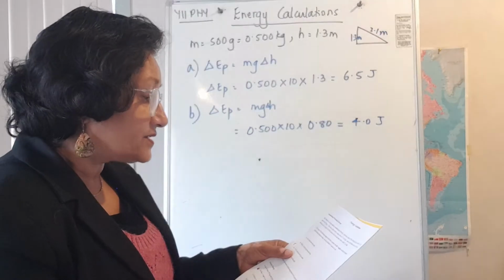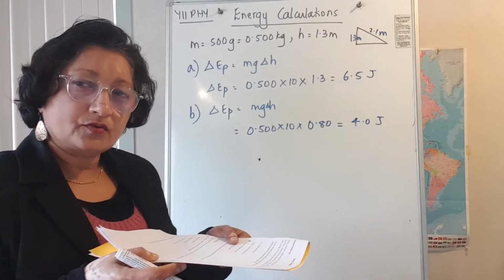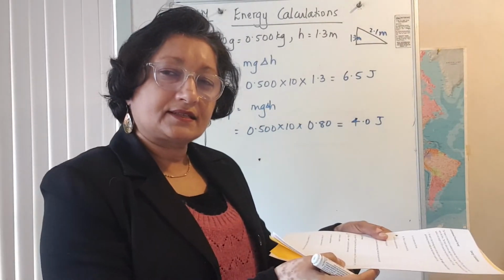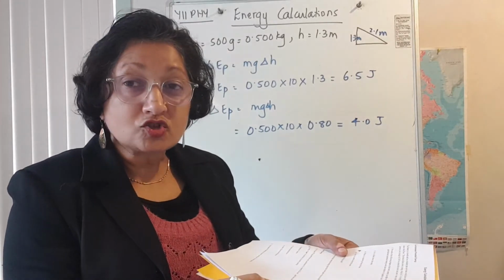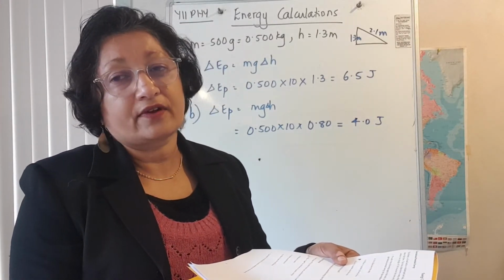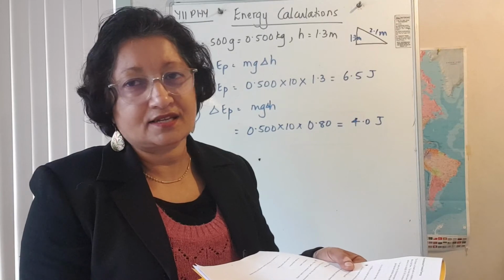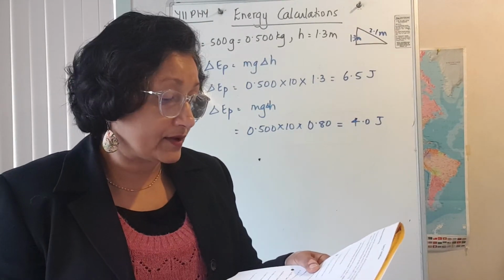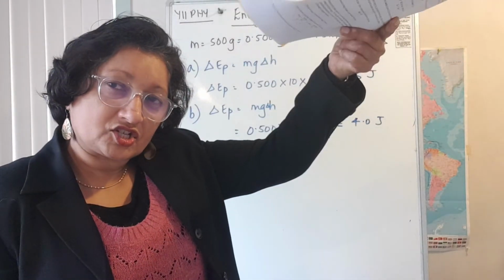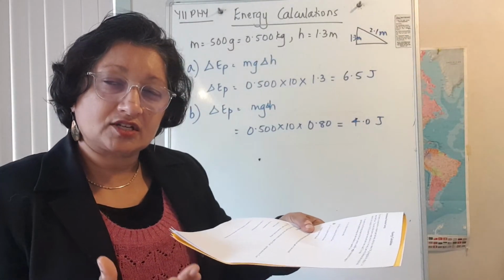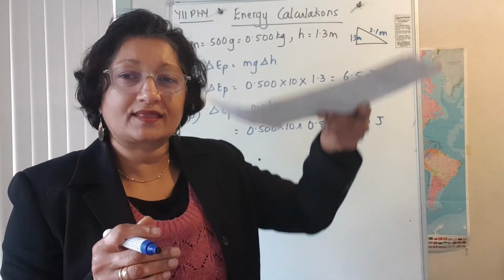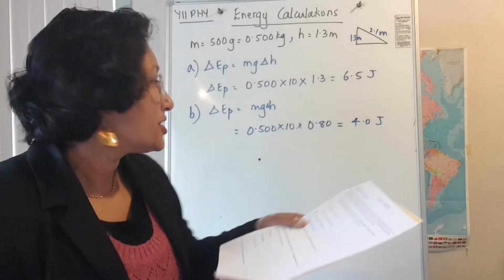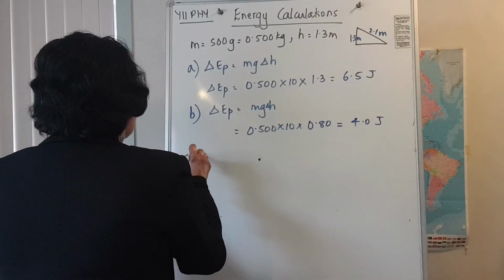As it is carried across the room, so when the librarian is just carrying it at that height across the room, there is no change in height, and gravitational potential energy is not gained, neither is it lost. So for C, the answer is 0. Okay, now when she puts it on a shelf, so gravitational potential energy is only gained or lost when there's a change in height. Okay, and so C is 0.